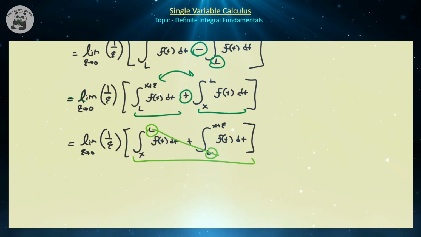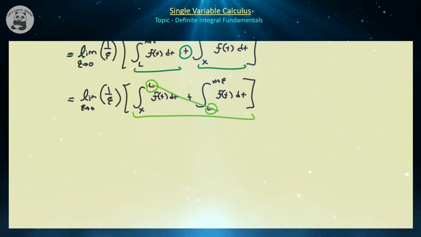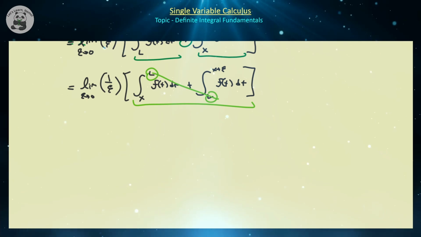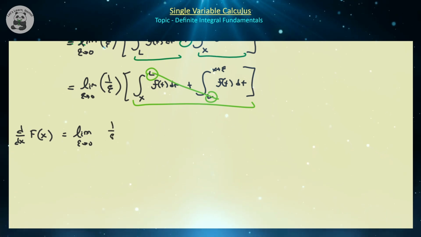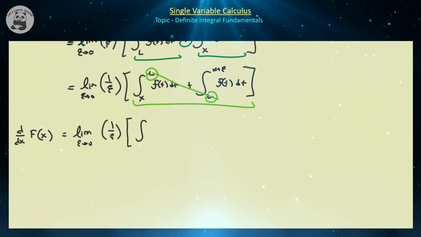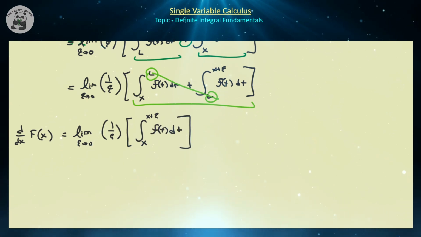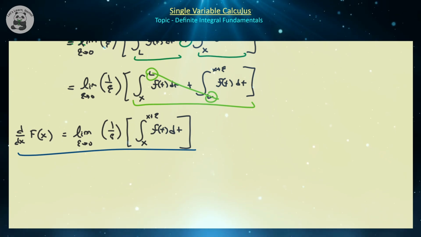So these two integrals combine to the integral from x to x plus epsilon using the same logic as we did before, because we're just adding two areas together to get a bigger area. So we have that the derivative of this weird function is just equal to the limit as epsilon goes to 0 of 1 over epsilon times the integral from x to x plus epsilon of our little function little f of t dt, right? It still looks a little bit weird, but we have something interesting going on here.